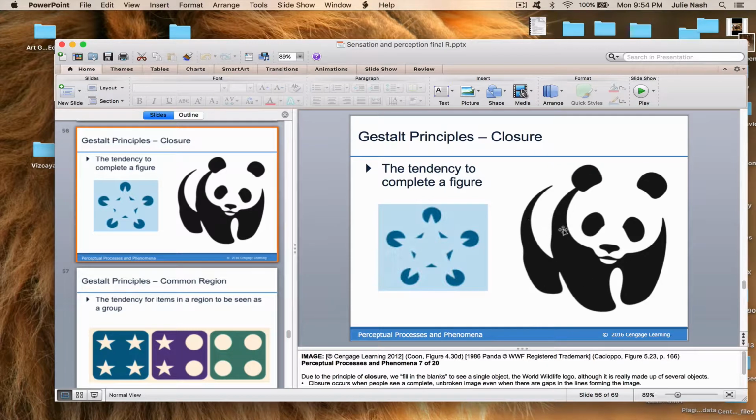This is not blobs of black. We see a panda, even though it's not a complete panda. We see a star here, even though there's no star. There's Pac-Men and little triangles. That's all there is, but we perceive a star.